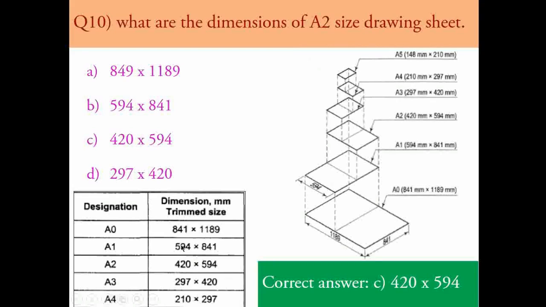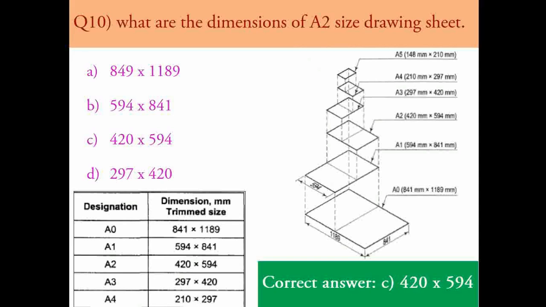Now for the A2 size, the left side dimension 594 is kept towards the right side as it is, diagonally, and the 841 is divided and kept here. Likewise 420 for the next, A3, is taken as it is diagonally, and the second dimension 594 is divided and kept at the left side. In this way also you can remember the sizes of the drawing sheet. Hope you have understood this.